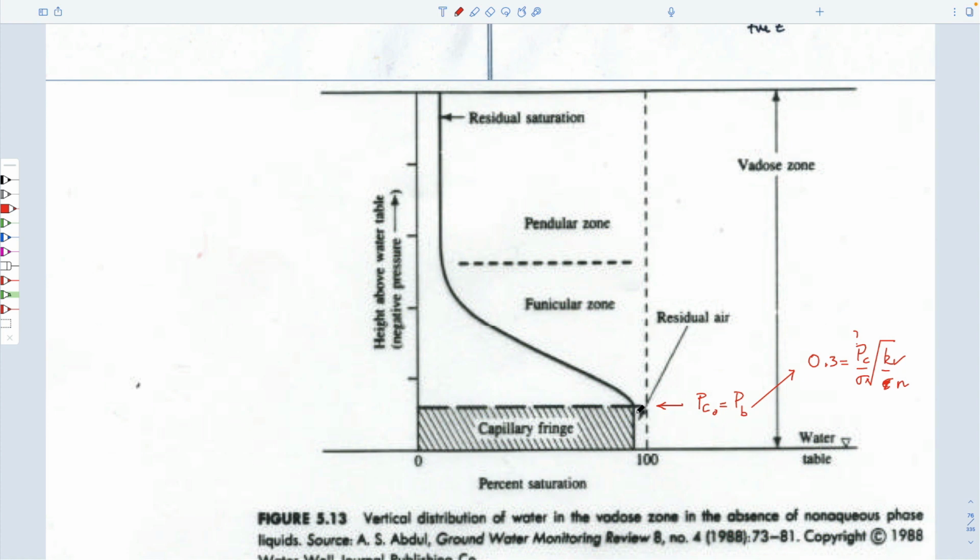And so up to this point, there would be no air in the system because it's the so-called tension saturated zone or capillary fringe. Above this, then we have the funicular zone. This would be the saturation of the non-wetting fluid, which would be air. And this would be the saturation of the wetting fluid.